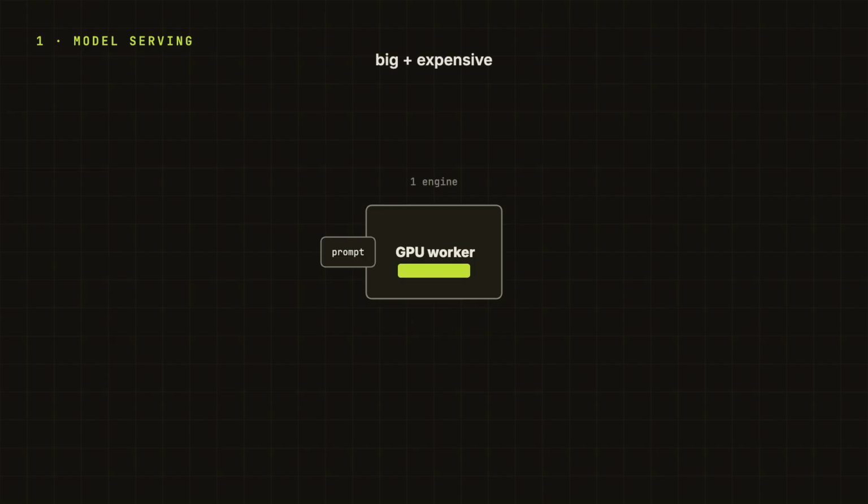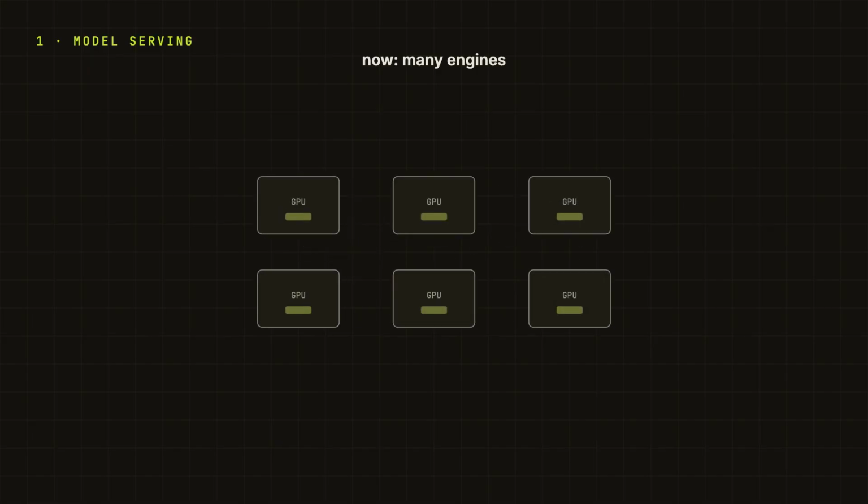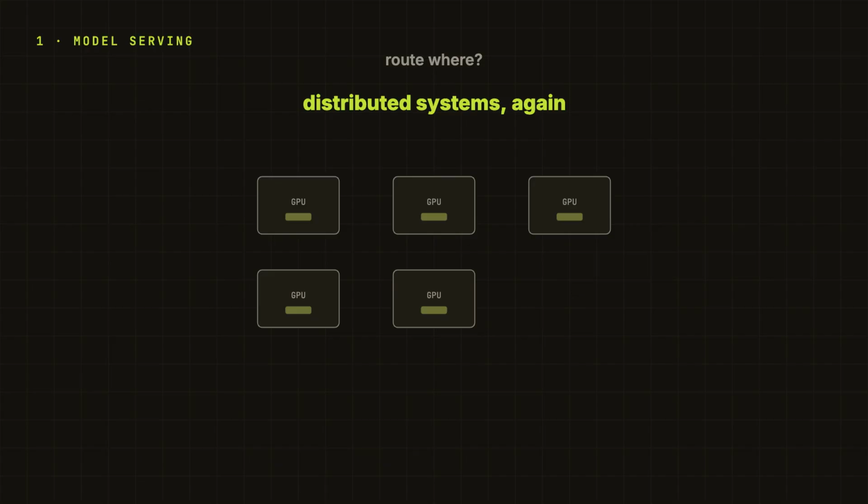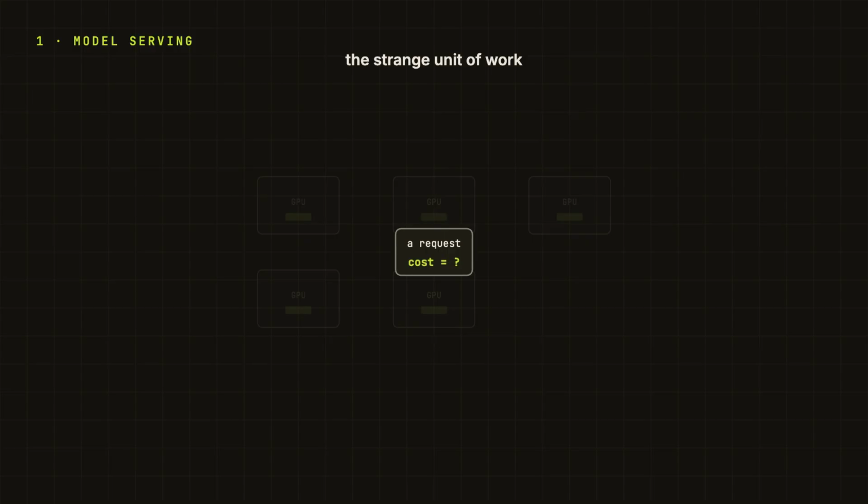One engine. This video is what happens when you have many engines. And the moment you have more than one GPU, honestly, inference stops being an AI problem and turns back into a plain distributed systems problem. Who routes where? Who is overloaded? Who just died? The same questions as any fleet of servers. Except the unit of work here is really strange. And that strange unit is exactly what breaks the classic answer.